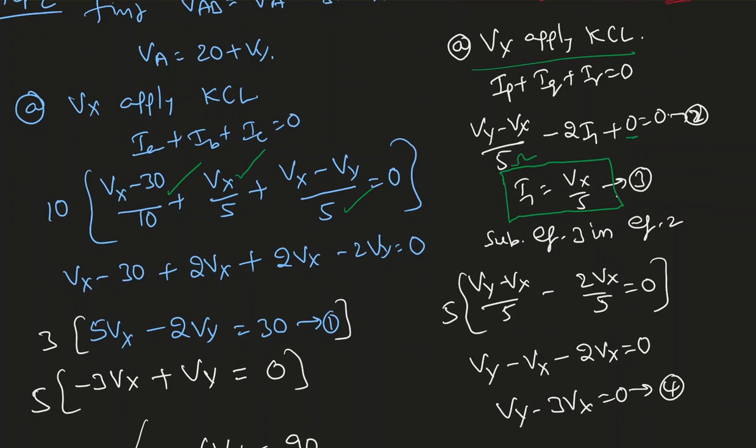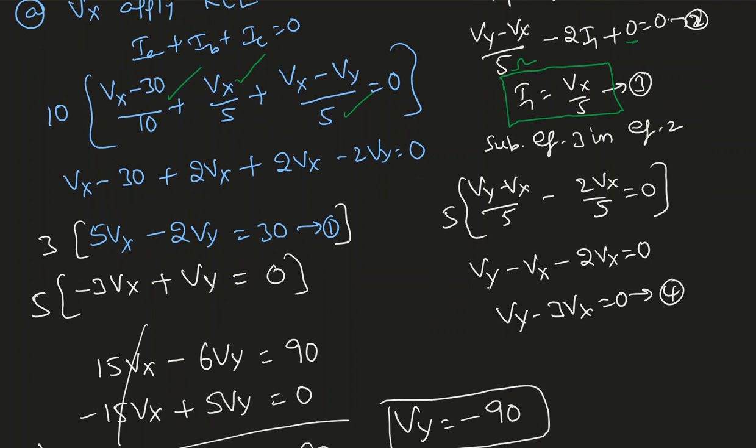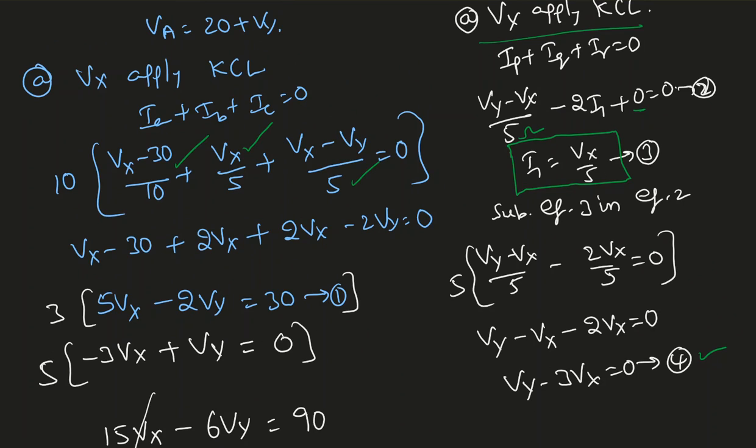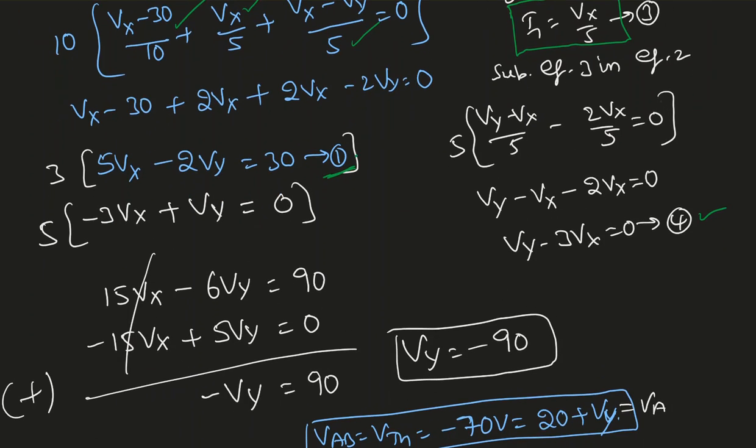Now I'm going to substitute equation 3 in equation 2. We'll end up with Vy minus Vx over 5 minus 2 times, instead of I1, Vx over 5. I'm going to multiply this by 5. We'll end up with Vy minus Vx minus 2Vx equals 0. Vy minus 3Vx equals 0. That's my equation 4. Now I'm going to solve the equations together. I'll take the earlier one as equation 1. It's already there. Equation 1 and equation 4, I'm going to solve them together.